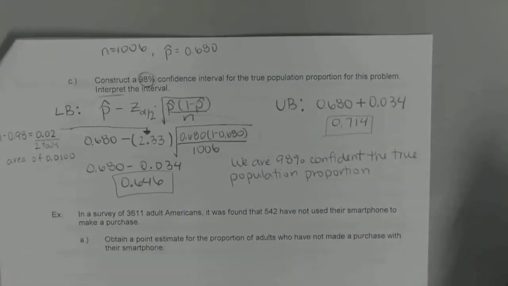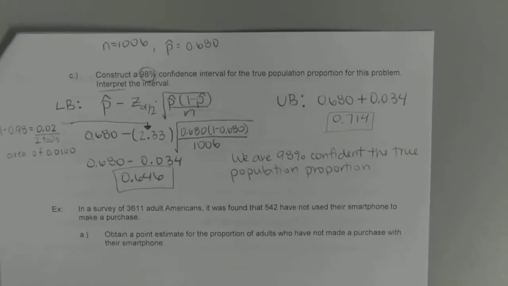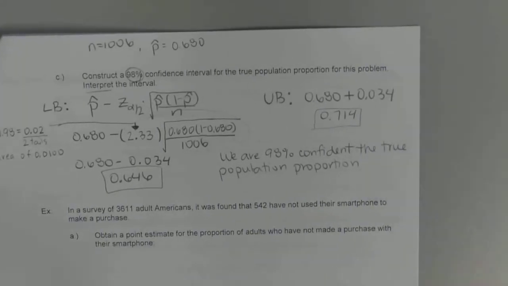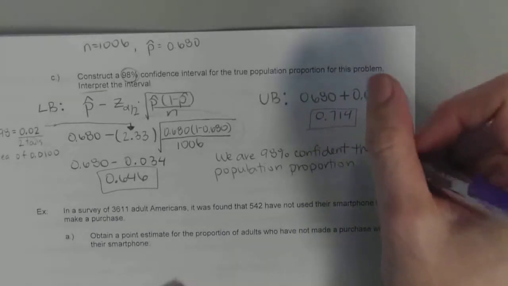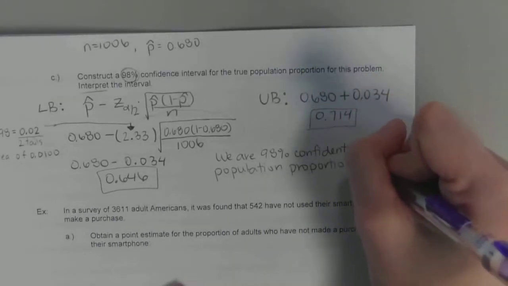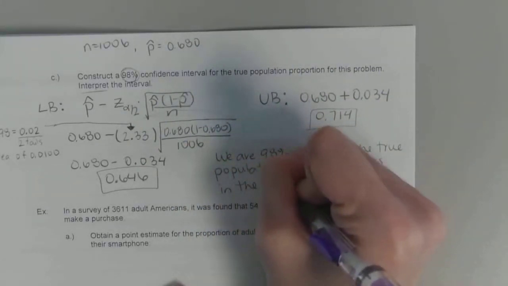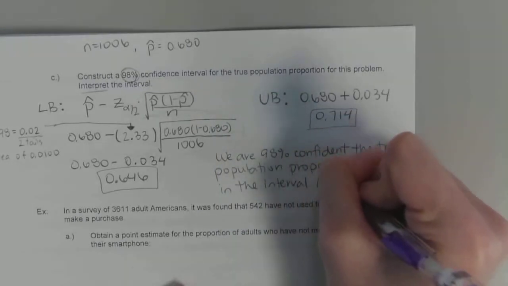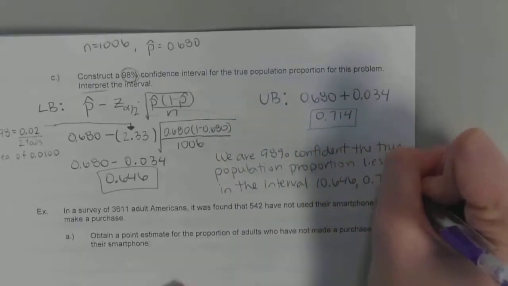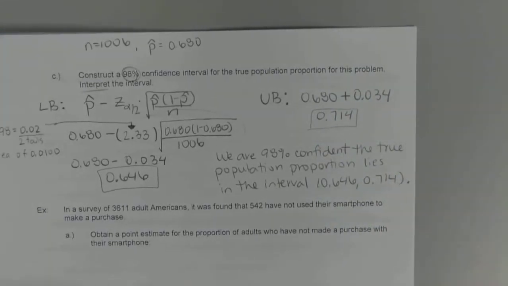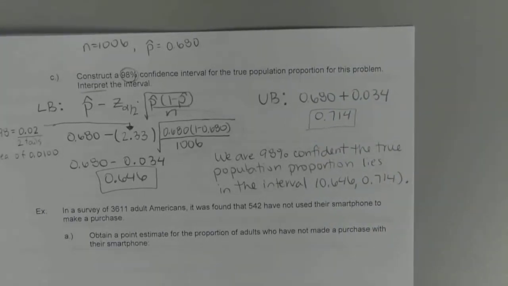and we could be a lot lengthier, but I'm not going to be, okay? We could say we are 98% confident the true population proportion of those that think partial birth abortion should be illegal, but I'm not going to get that wordy, okay? We're just 98% confident that the true population proportion lies in the interval, and then we'll just do our interval, 0.646 to 0.714, period. We are 98% confident the true population proportion lies in the interval of 64.6% to 71.4%.